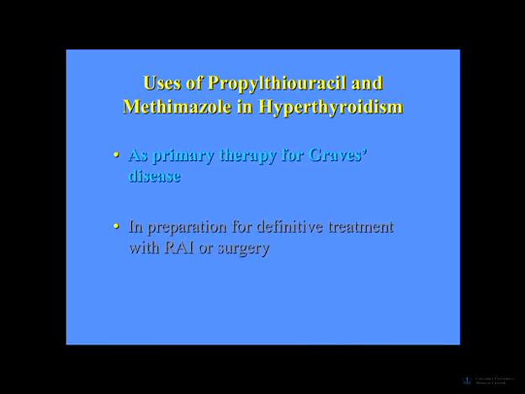Now, as primary therapy, only for Graves' disease is thiourea primary therapy, not for the non-autoimmune causes of hyperthyroidism. It's not primary therapy for toxic adenoma. It's not primary therapy for toxic multinodular goiter. Only for Graves' disease, only for the autoimmune disorder, because in some way the thioureas modulate the immune response.